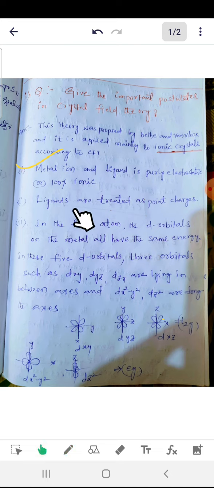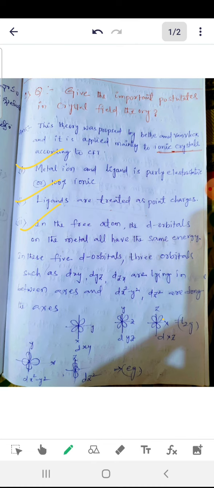Next, the ligands are treated as point charges. In the free atom, the d orbitals in the metal all have the same energy, that is, they are degenerate, as in the d orbitals of a general metal atom.